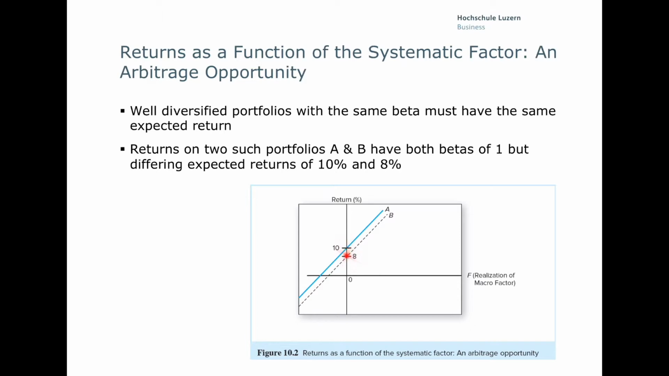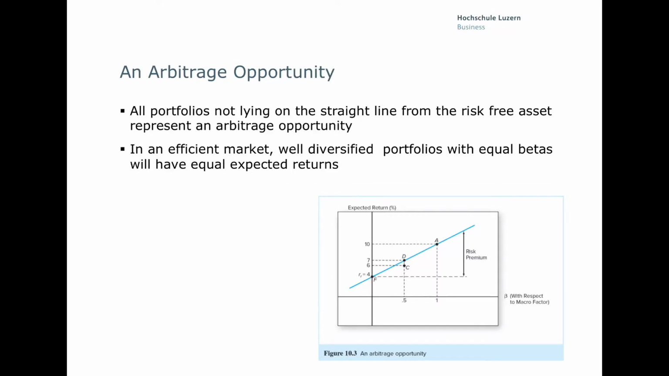Market participants will benefit from the arbitrage opportunity by taking long and short positions, which will put pressure on security prices and force the return discrepancy between the two portfolios to disappear. We conclude that such arbitrage activity ensures that well-diversified portfolios with equal betas will have equal expected returns. What about portfolios with different betas? Their risk premiums must be proportional to beta.